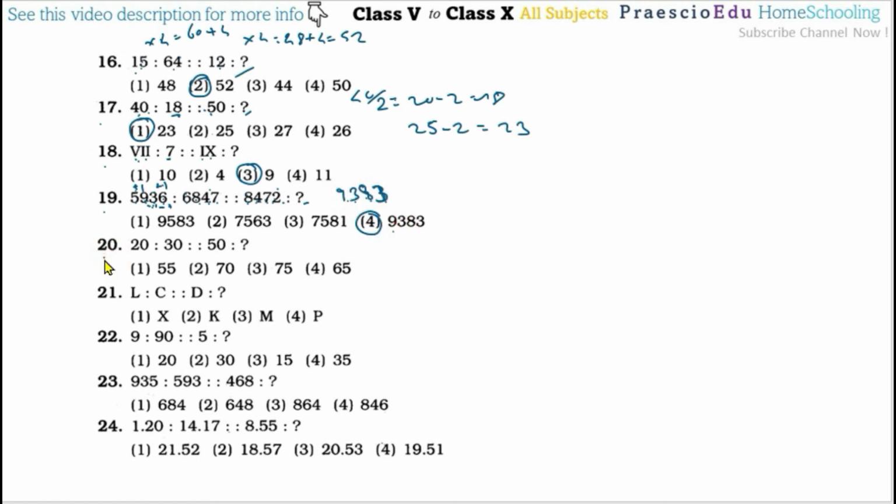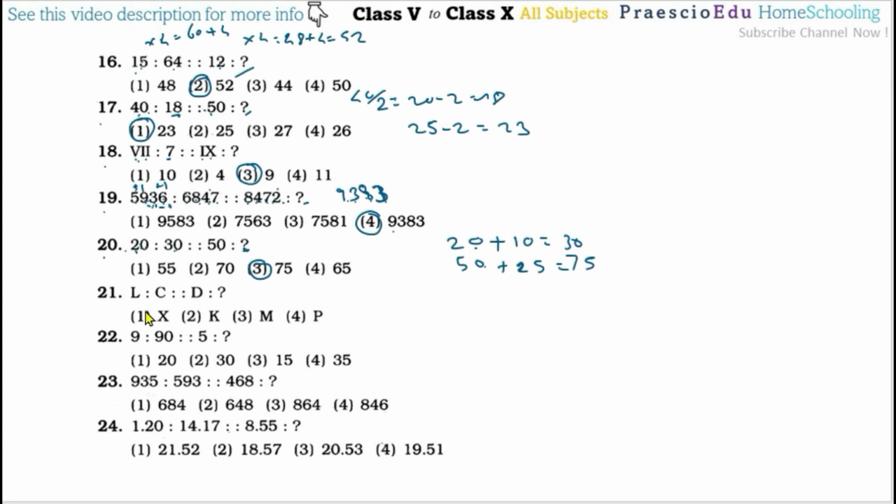Then question number 20: 20, then 30, then 50, and then question mark. So 20 to 30 means it's 1.5 times, or we can say the number itself plus half of the number, which means this is 10. So this is 30. Likewise 50. So 50 plus half of the 50, which is 25. So likewise this is 75. 75 is given in option number 3.